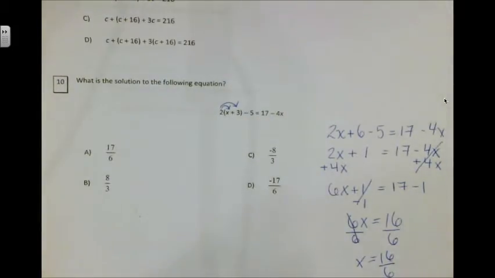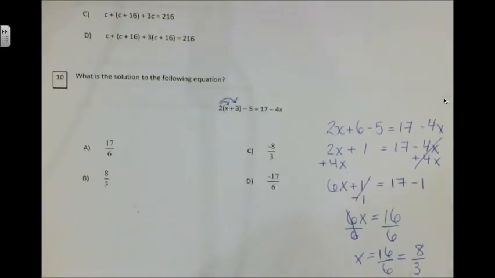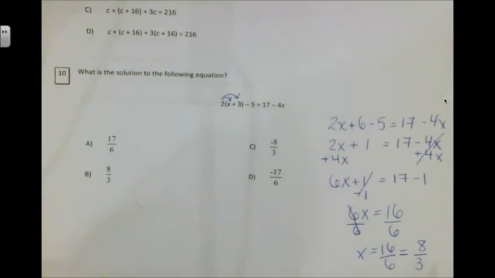But the options that they've given you don't have those numbers in it, and that's because if you reduce that, if you divide both of these numbers by 2, that is also equal to 8 over 3. So I just did 16 divided by 2 is 8, 6 divided by 2 is 3. So that's just the reduced fraction. So your answer is B, 8 over 3.